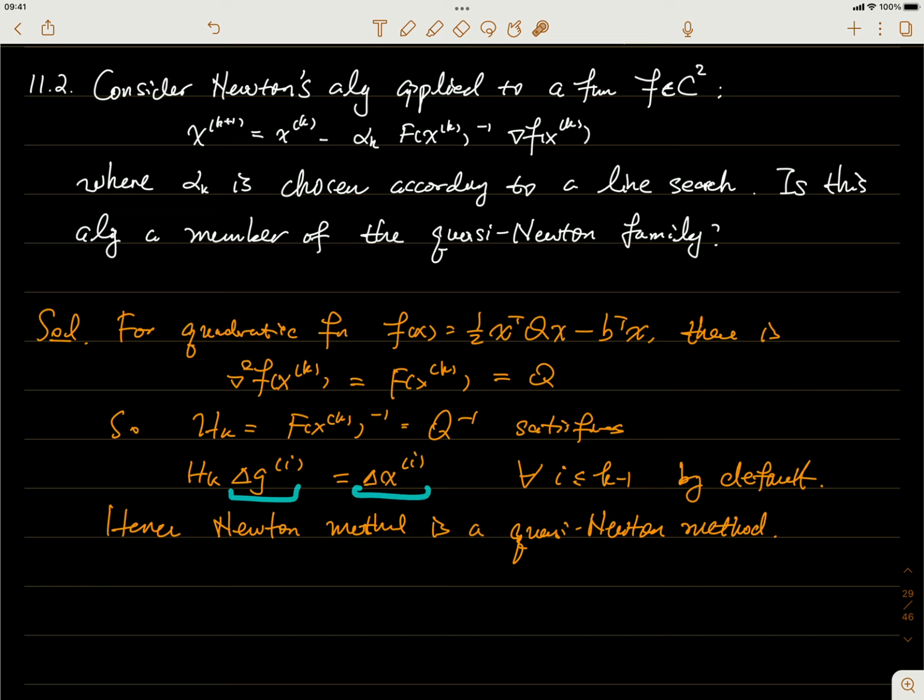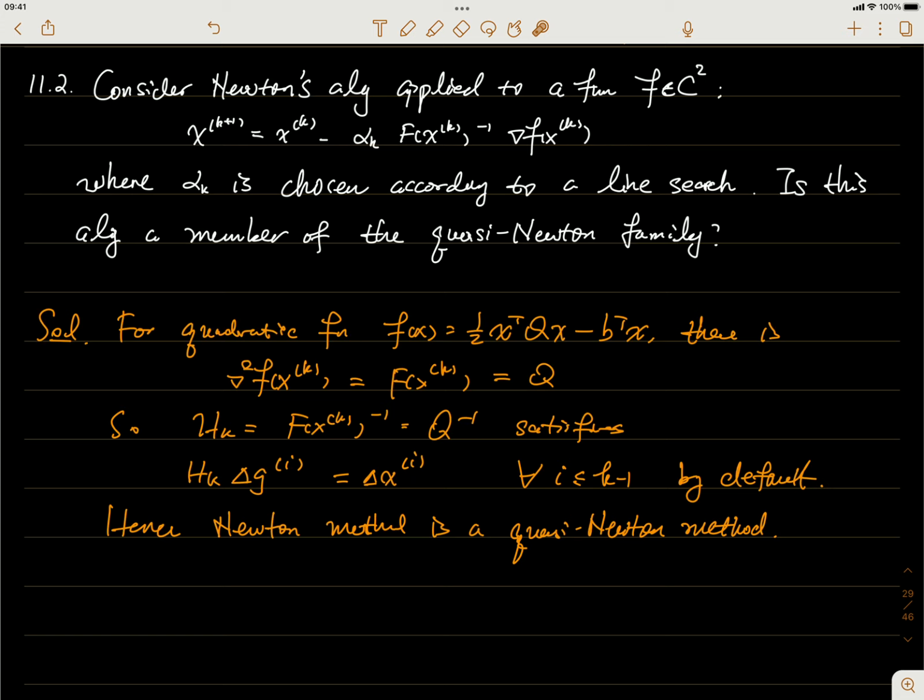It must be also equal to the delta xi because of the relation between delta gi and the delta xi, right? For quadratic functions, the delta gi is always equal to Q times delta xi. So that's why we put the Q inverse on both sides, then you get this. Okay, so it's kind of trivial and within expectation that Newton's method is also quasi-Newton's method.